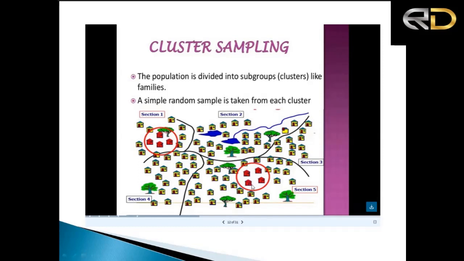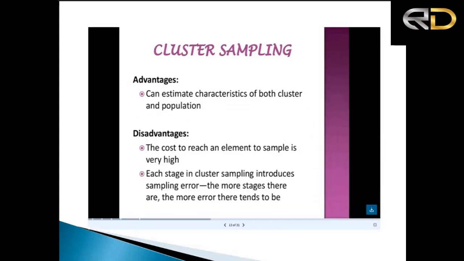So here you can see this is the cluster having 4 units and this is having 4 units. So this way we can apply the cluster sampling. So what is the advantage with the cluster sampling? That it can estimate characteristics of both cluster and population, because clusters are making the population.